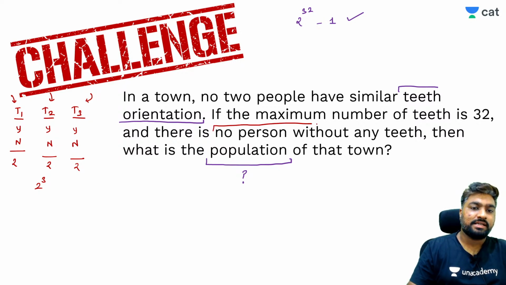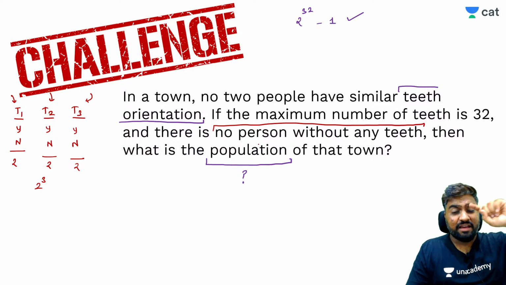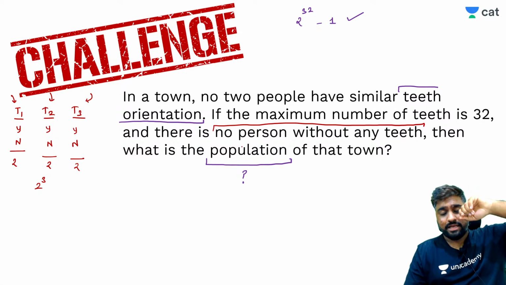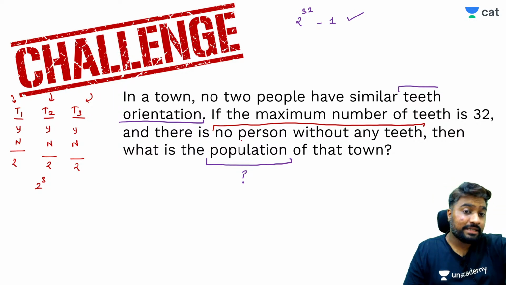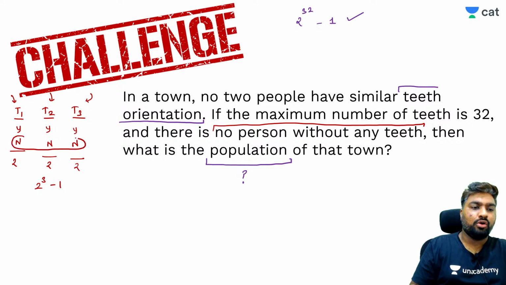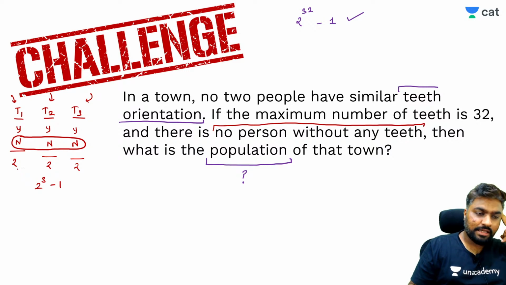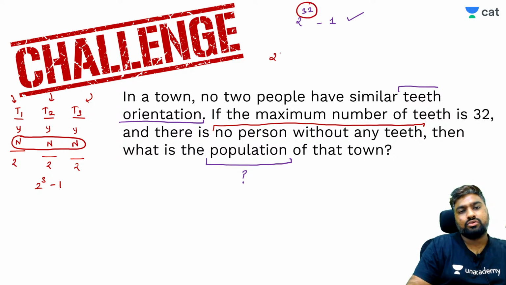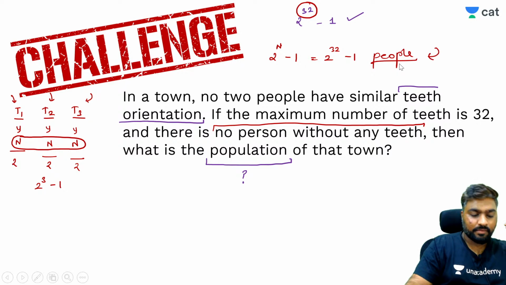But what are they saying? They are saying there is no person without any teeth. मतलब there should definitely be people with teeth, at least one tooth. That means we subtract 1. क्यों 1 निकाल रहे हैं? No teeth का निकाल रहे हैं. What does this basically mean? That total number of teeth जो भी है, 2 to the power number of teeth minus 1. तो अपने केस में क्योंकि 32 teeth हैं, 2 power 32 minus 1 people होंगे वहां पे.